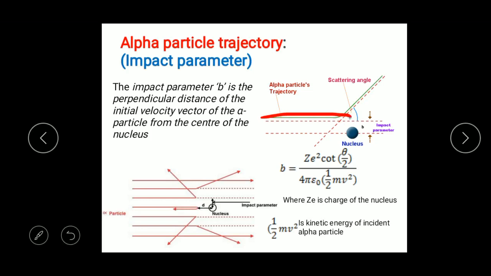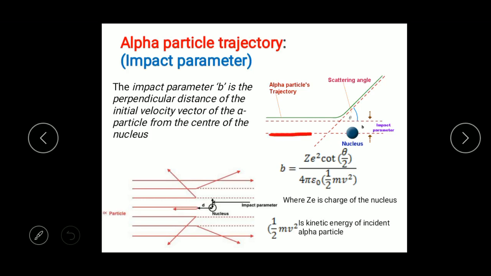Then when it comes near the nucleus, it gets deflected or scattered. Now the impact parameter is a distance. Which distance is it? It is the distance from the center of the nucleus to the direction of the alpha particle. So this is the initial direction of the alpha particle, and this is the center of the nucleus. This distance is called the impact parameter. It is the perpendicular distance of the initial direction of the alpha particle from the center of the nucleus.